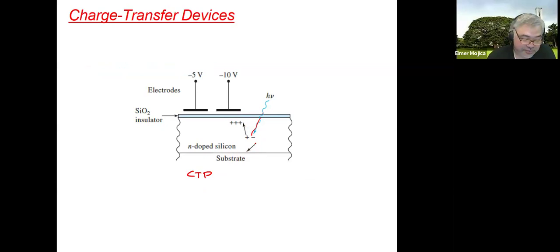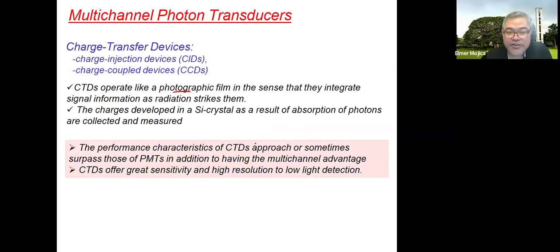Okay, so in the charge transfer devices, the charges developed in a silicon crystal as a result of the absorption of photons are collected and measured. And as you could see, it can match and sometimes surpass the PMT. It offers great sensitivity and high resolution for low light detection.